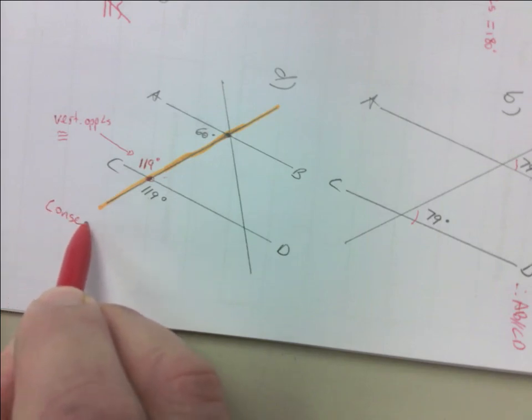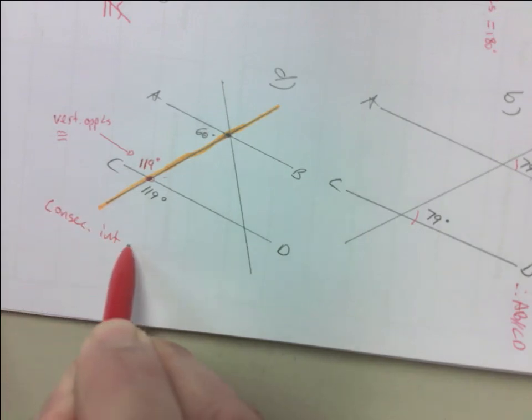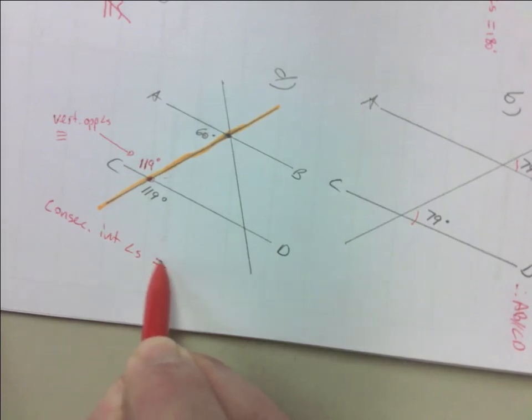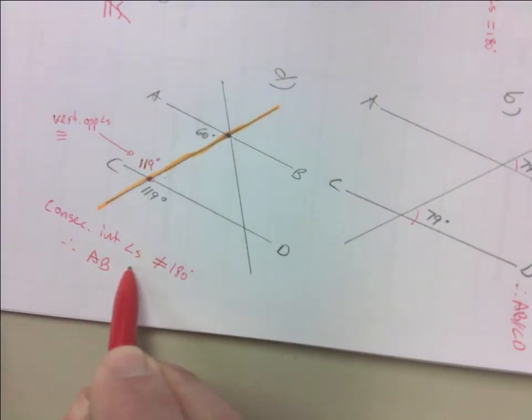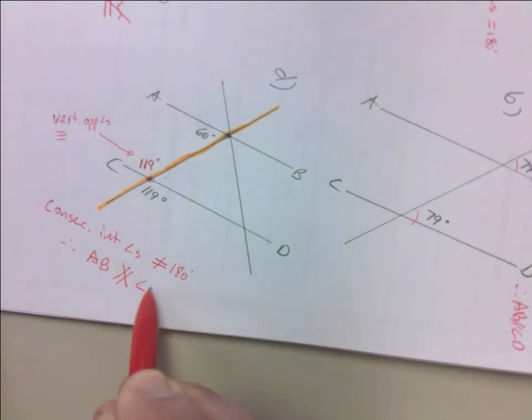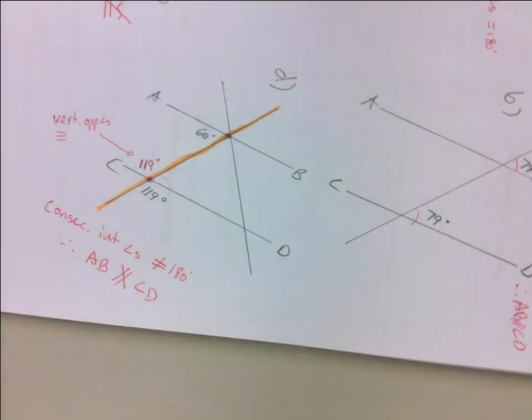Consecutive interior angles are not equal to 180. Therefore, AB is not parallel to CD. You write it anywhere you can, okay? Like, if this is throwing you off, writing it sideways, just write it underneath.